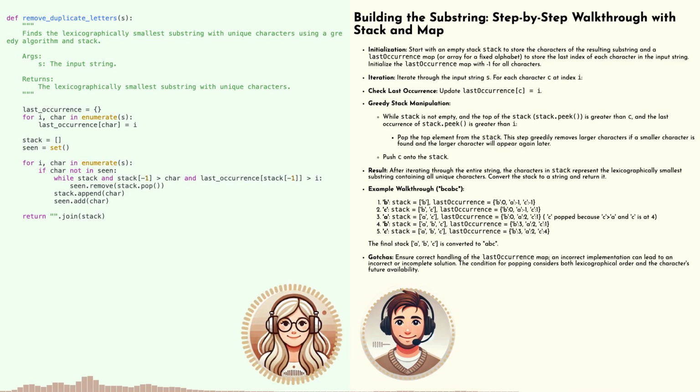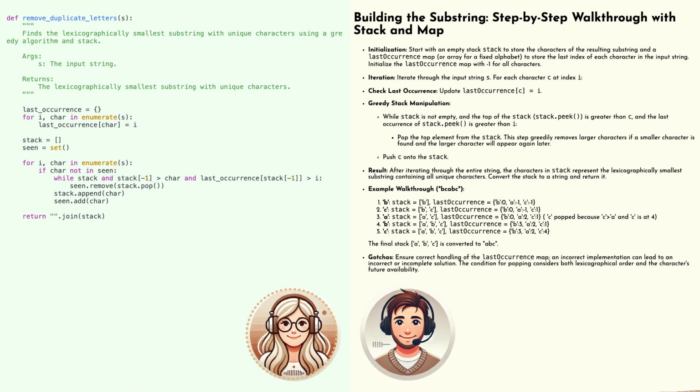Exactly. We want to prioritize that smaller letter A to get the smallest substring lexicographically. So we pop B and we push A onto the stack. Now the stack only has A. I see how we're using the map to make these strategic pops. It's like we're carefully rearranging the letters to get the smallest ones at the beginning. That's a great way to think about it.